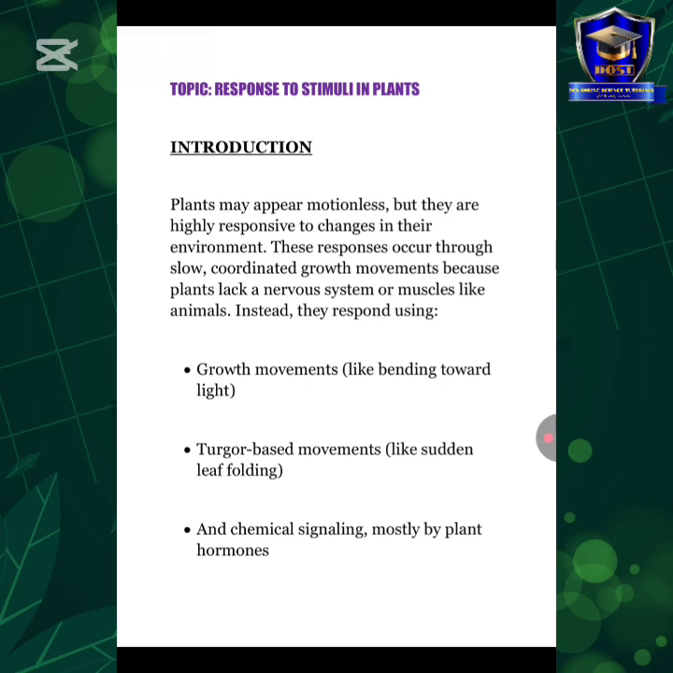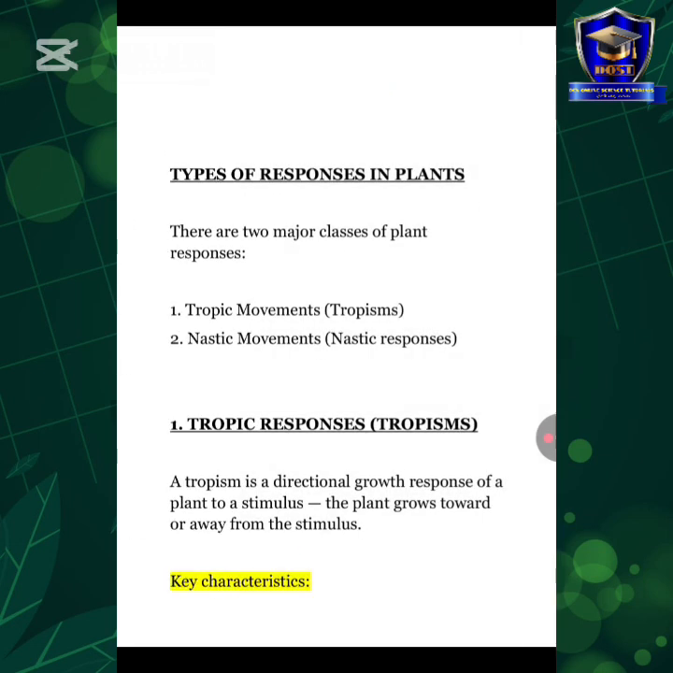So the growth movement that we're talking about here can be bending away from light or bending towards light. It could be toggle-based movements like the folding of leaves. Okay, so there are some plants you touch, and their leaves will immediately close up. For instance, the mimosa plant. Okay, and also different stimuli can make different plants act in different ways. And most of the time, the way these plants respond is actually by growing towards the stimulus or growing away from the stimulus. So let's proceed to look at types of response in plants.